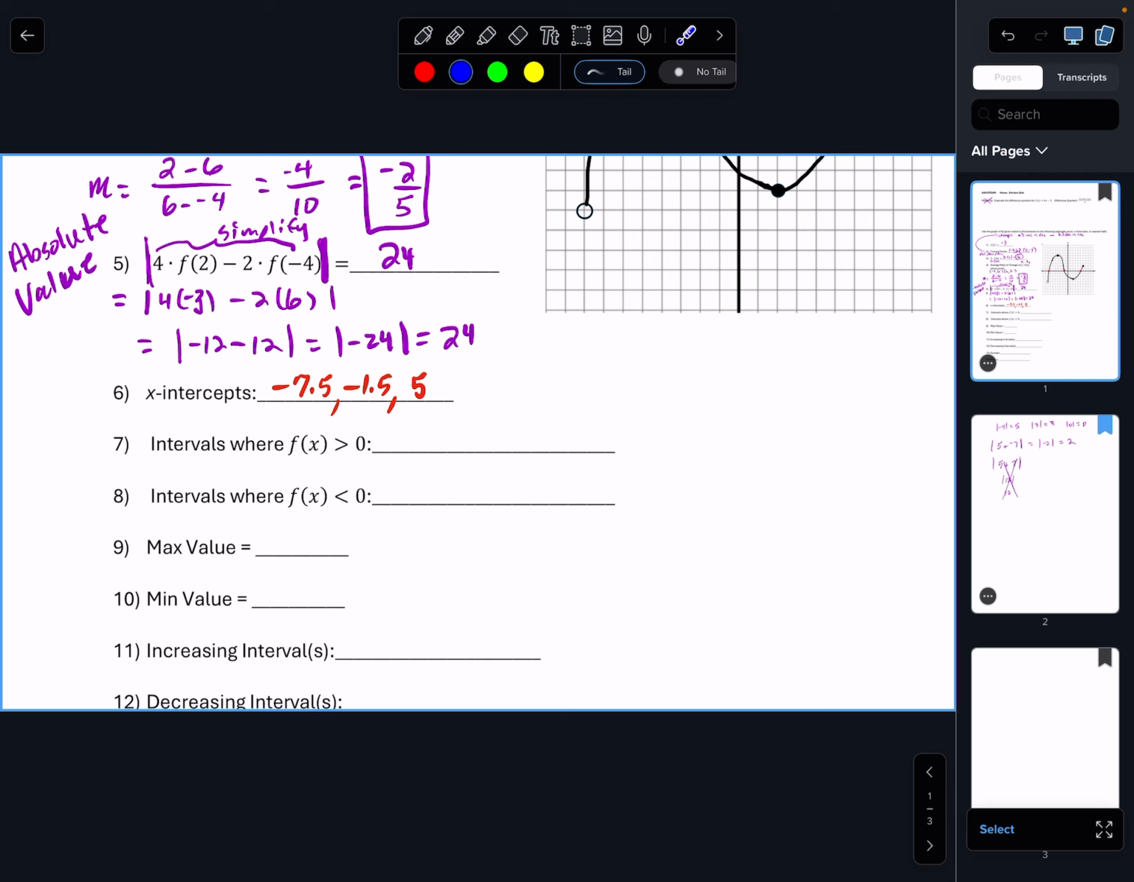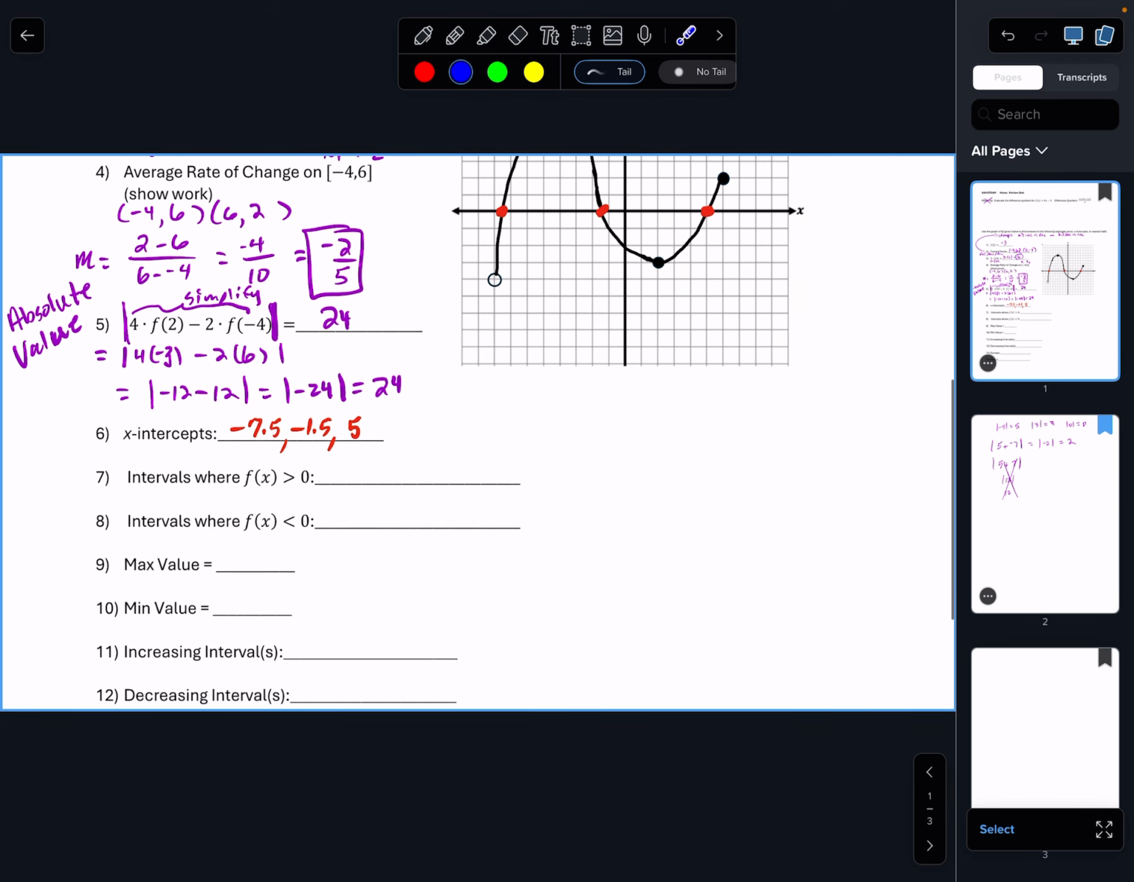So that's part of what you have to study when you go back for the quiz, which is on Tuesday: when it's presented this way, what is it that we do? What does that mean? So for intervals where it's positive and negative, we use the x-intercepts.